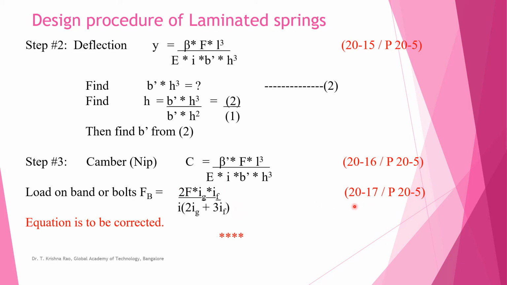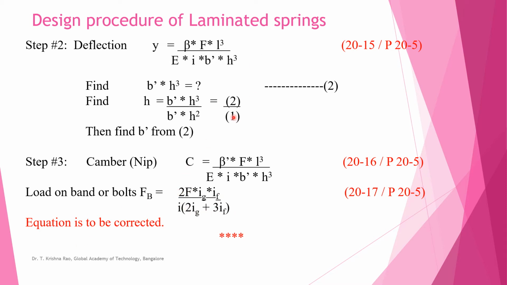In equation number 20-17, by mistake he has printed 17 and 18 as the same equation. By mistake, the equation is wrongly printed. Please correct the equation of 20-17: 2f IgIf by I into 2Ig plus 3If. So we calculate the load exerted on the band. Please remember to correct the equation like this.